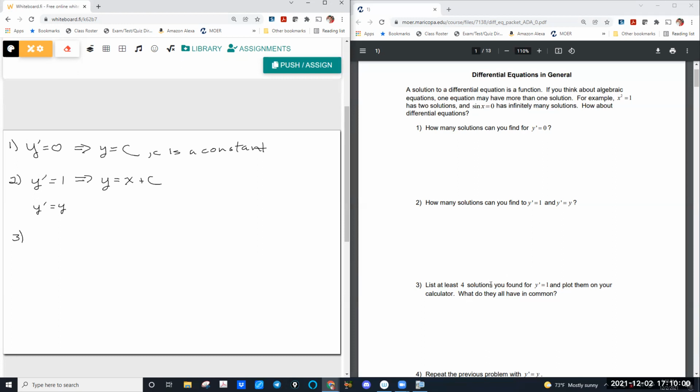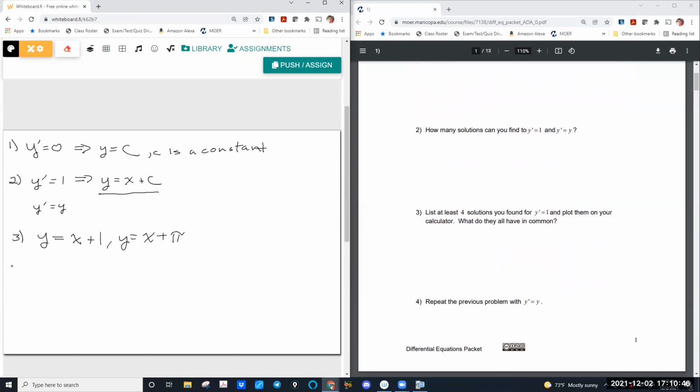If we wanted examples for solutions to y prime equals 1, well, we have the general solution here. So really anything: y equals x plus 1, y equals x plus 2, y equals x plus pi, right? If you want to get a little creative. Any linear function with a slope of 1 satisfies the equation y prime equals 1. Okay. What this creates is a series of parallel lines, because what they have in common is their derivative, or their slope.